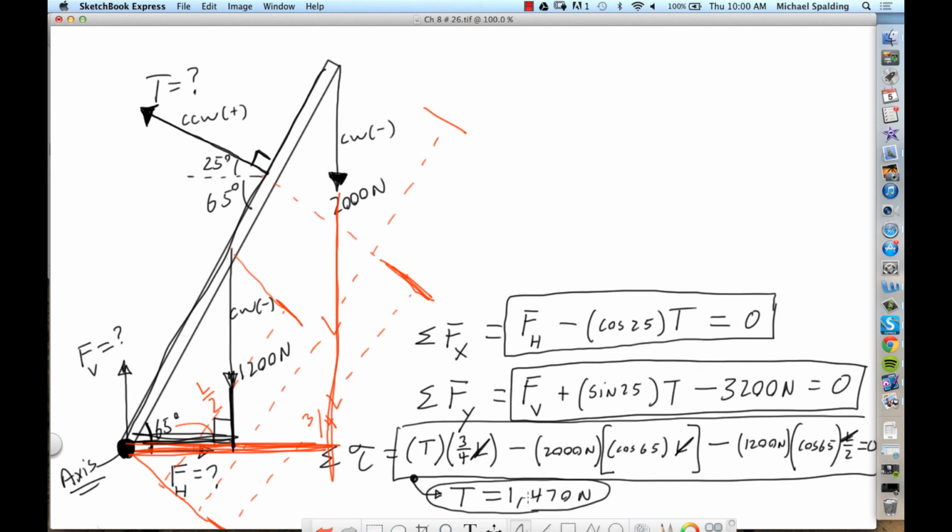And by the way, guys, this is why we put the axis right here. We stuck the axis right there, so that way this guy and this guy didn't appear in the summing of the torques. Okay, so now that we have T, you plug T in here, and you can get force horizontal, which comes out as 1,330, and then you can get force vertical from that guy. So force vertical comes out as 2,580.